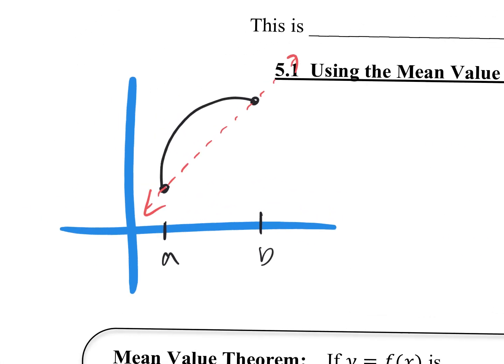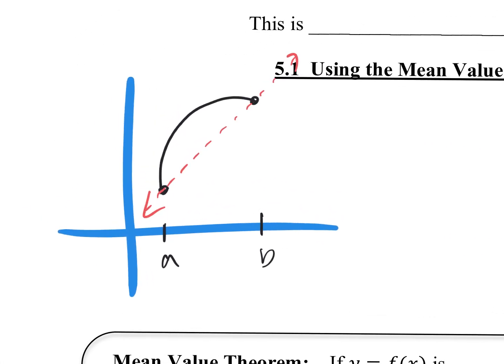So if we've got the secant line, let's plot some points. If this is A, what would this point be? A comma f of A. Isn't f of A just fancy for y at that x value? That's good. And then what about this point over here? This would be B, f of B.